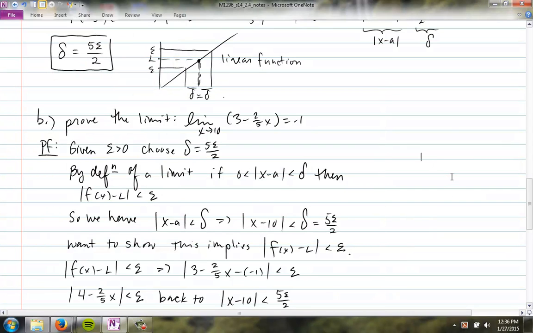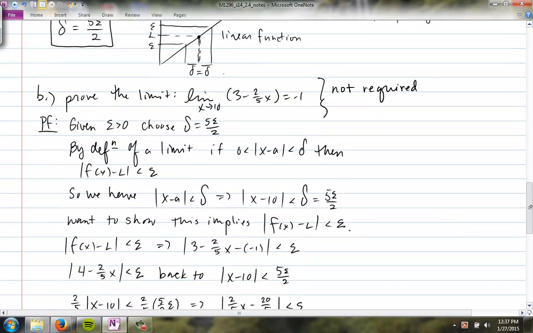Alright, so I actually forgot to finish up example 2, and this is something you're not going to have to do. Not required or whatever, but it's worth mentioning. Proving the limit that we just talked about, the limit as x goes to 10 of 3 minus 2/5 x is equal to -1. So we went through all that part A to figure out our function delta in terms of epsilon. Once you get that, then that allows you to do the proof.